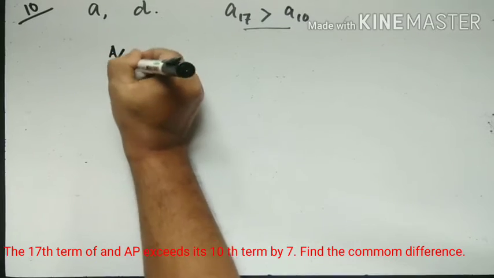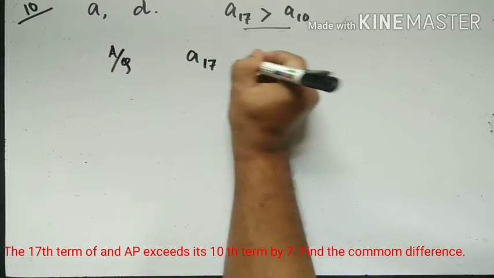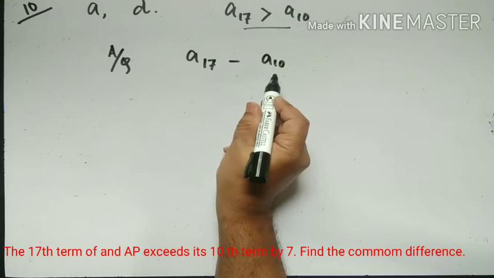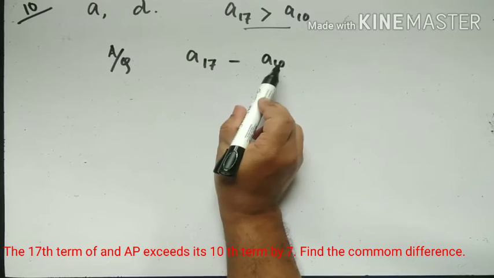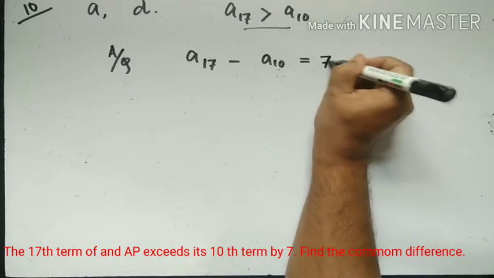According to the question, what is given here? A17 minus A10. Since the 17th term exceeds the 10th term by 7, if you subtract this term from this term, the result will be 7.